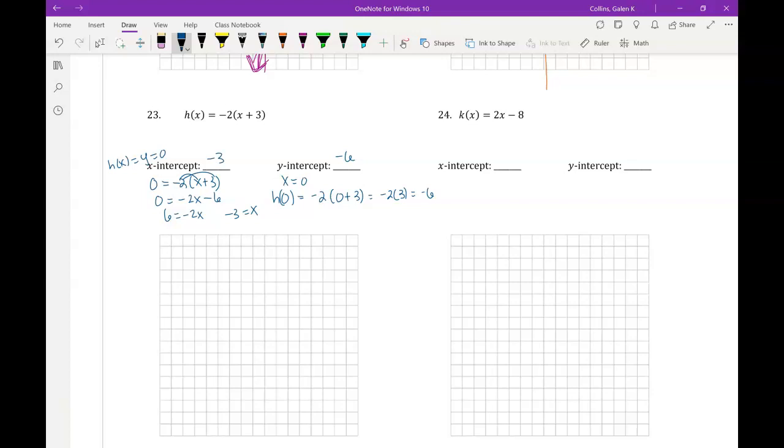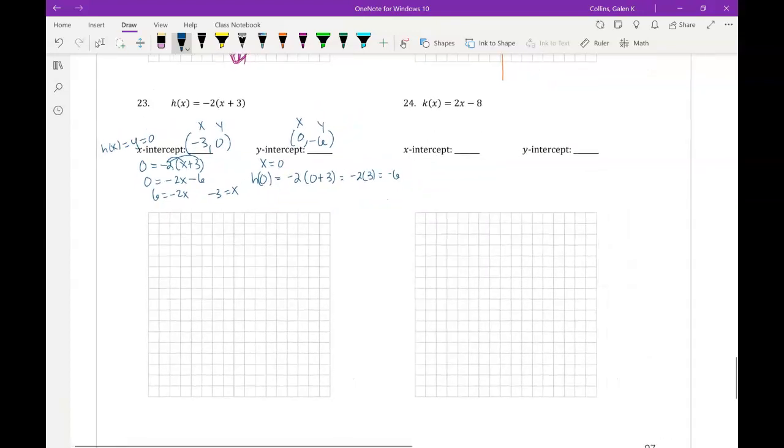So again, I'm doing a really bad job of writing these as ordered pairs. For the x-intercept, y is equal to 0. So x is -3, y is 0. Over here, x is 0, y is -6. All right, I'm not going to graph these. I know you can graph them. I'm just trying to finish this video.